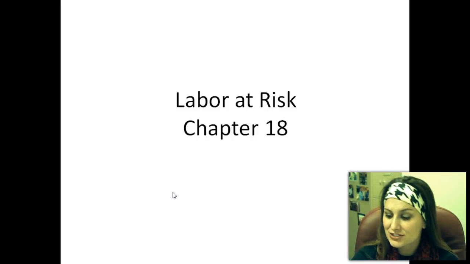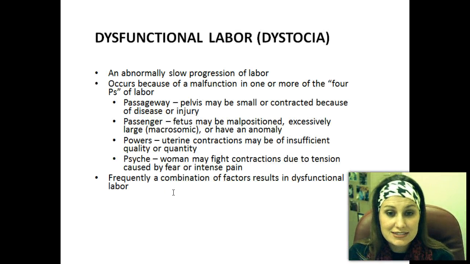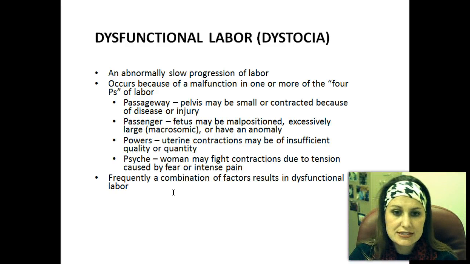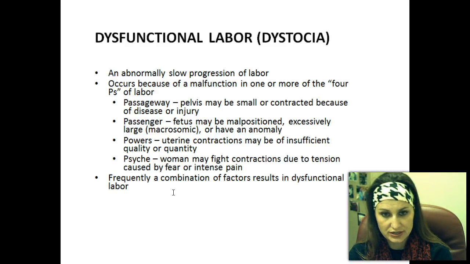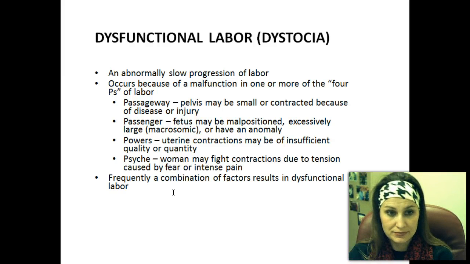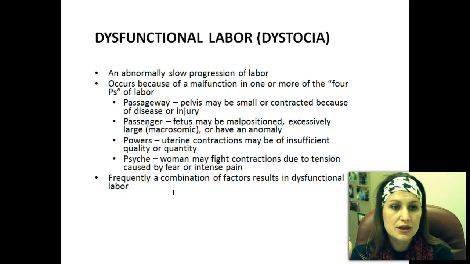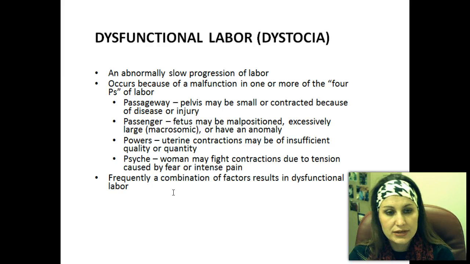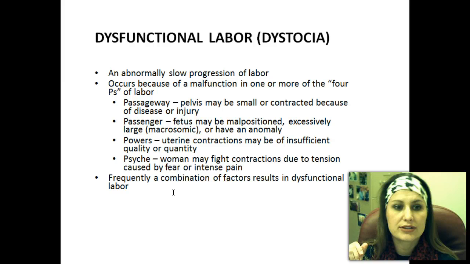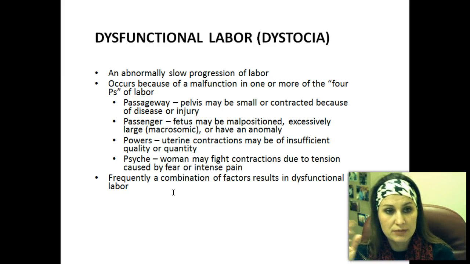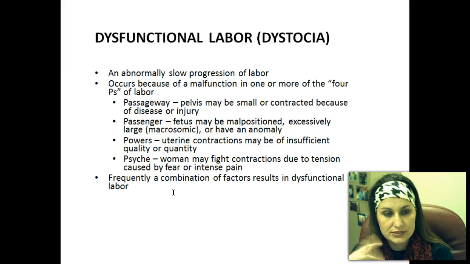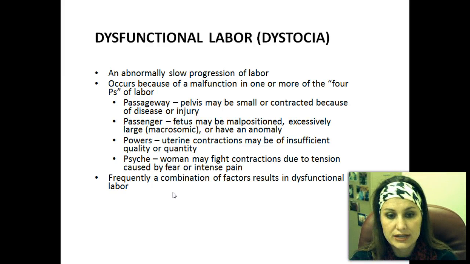Okay, Labor at Risk, Chapter 18. Dysfunctional labor, or dystocia. This is an abnormally slow progression of labor. And dysfunction happens somewhere in those 4 P's. And remember, the 4 P's are passageway, passenger, powers, or psyche. So any kind of disorder in these 4 P's can cause your labor to slow down and to not progress. It's frequently a combination of factors that results in the dystocia, dysfunctional labor.